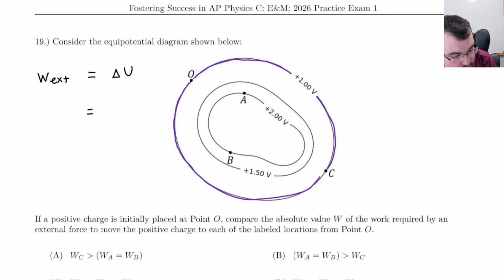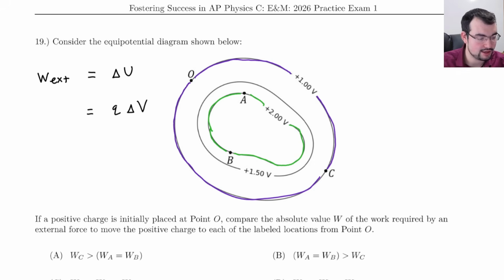And what is U? U is Q delta V. And we are just ranking the magnitude here. I didn't want to make this like a sign question. This was about understanding potentials. So notice actually that A and B are both on the 2 volt line.